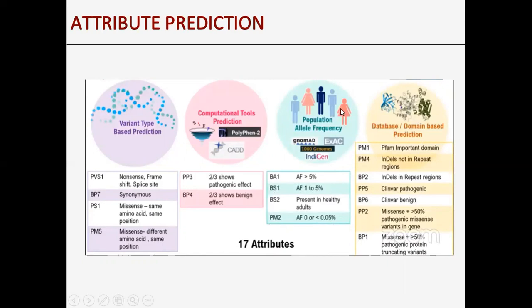Then the domain-based prediction. Whether the variant is present in an important domain which determines the structure or function of the protein, and whether variations in this domain alter the function and structure of the protein. Pfam is the important database which predicts the domain. If Pfam predicts the variation is present in an important domain, it is classified as PM1. If the indel is not in a repeat region, it is classified as PM4. If the indels are in repeat regions, it is assigned as BP3. If ClinVar assigns the variant as pathogenic, it is assigned as PP5. If ClinVar predicts it as benign, it is assigned as BP6. If the variant is a missense and greater than 50% of the pathogenic variants in the gene are already reported as missense, it is assigned as PP2. If it is a missense and greater than 50% of the pathogenic variants are protein-truncating, it is assigned as BP1.